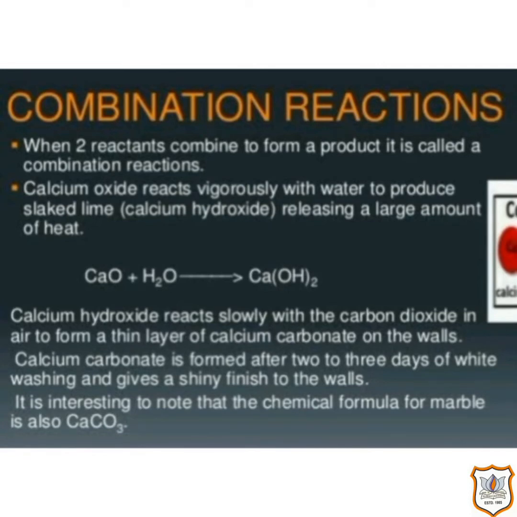Let's see an example of a combination reaction. When calcium oxide combines with water, it forms only one product, that is calcium hydroxide. Here we can see, according to the definition, only one product is formed, which is calcium hydroxide. Let's see one more example. When calcium hydroxide combines with carbon dioxide, it forms a single product which is calcium carbonate.